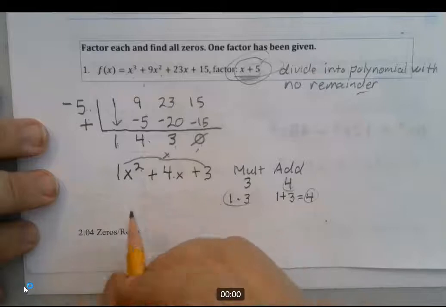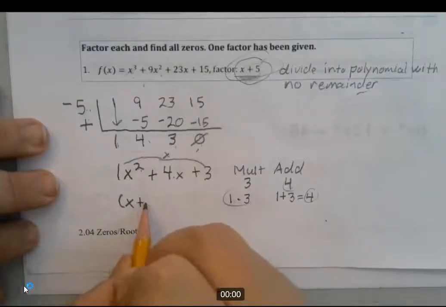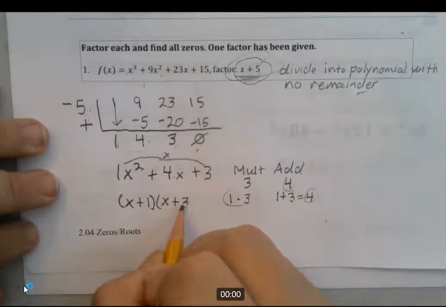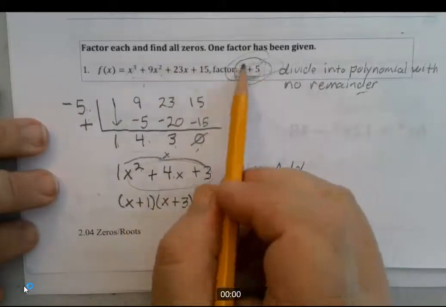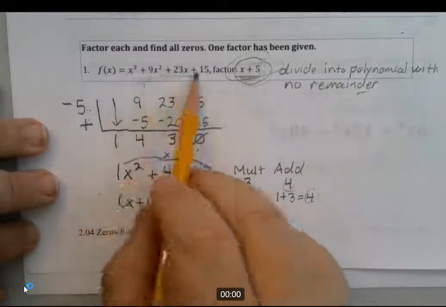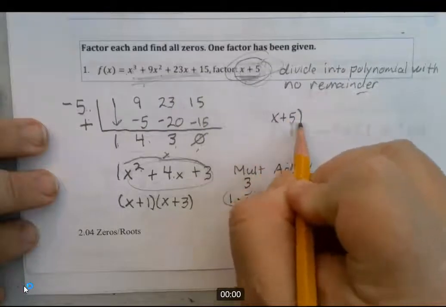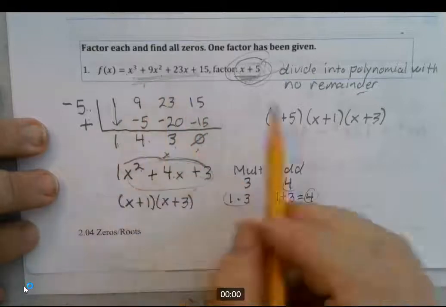So I'm going to come down here and write this. It's simply going to be x plus 1 times x plus 3. That's for this. Then remember they also gave us this one up here. So our entire factored form of this polynomial is the one they gave us, x plus 5, times those. And that's this totally factored.